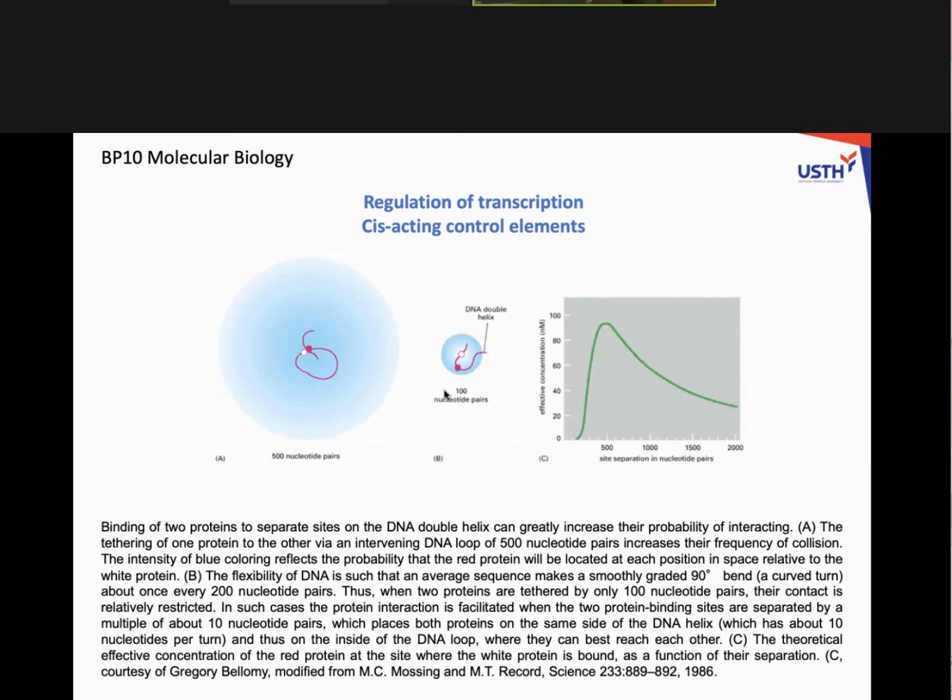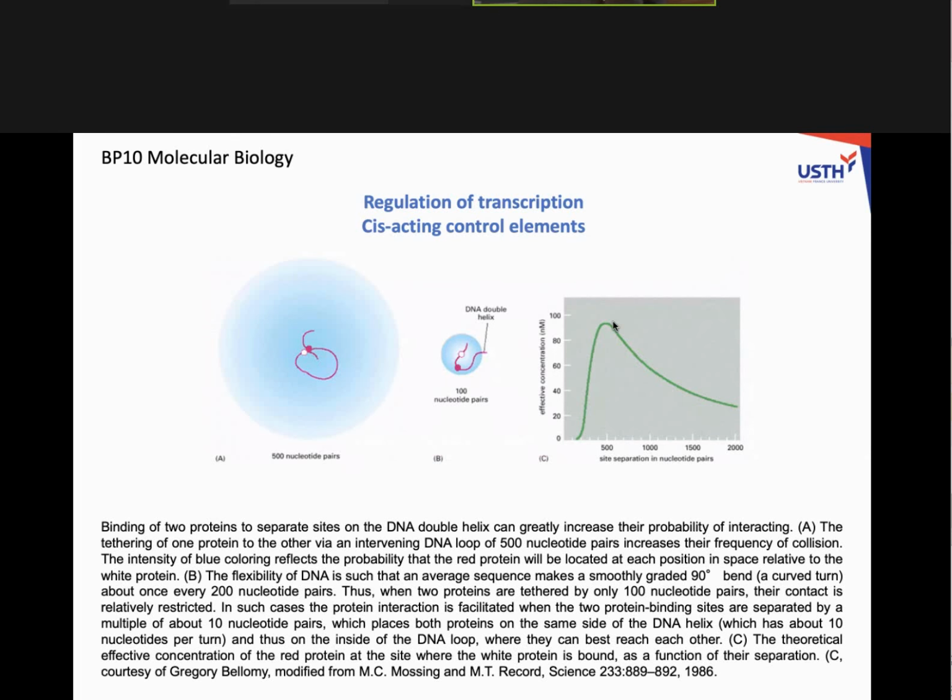I know it's quite complicated because it's a conceptual modelization of the probability of interaction of two proteins bound to DNA according to the distance of the site of binding. And there is quite a few. Well, anyway, we will see. Try to think a little bit about this during this weekend.